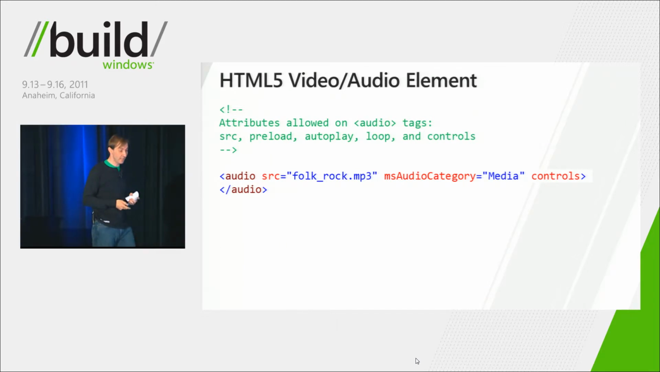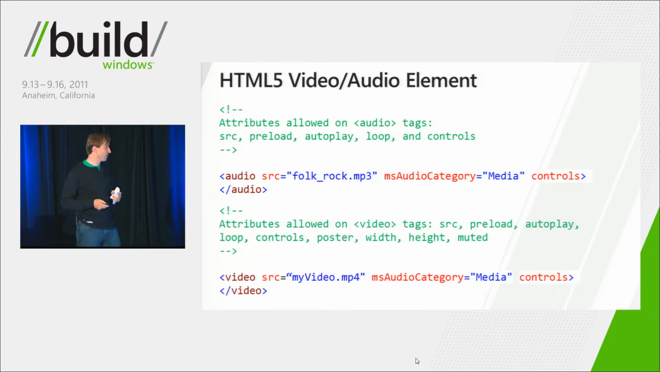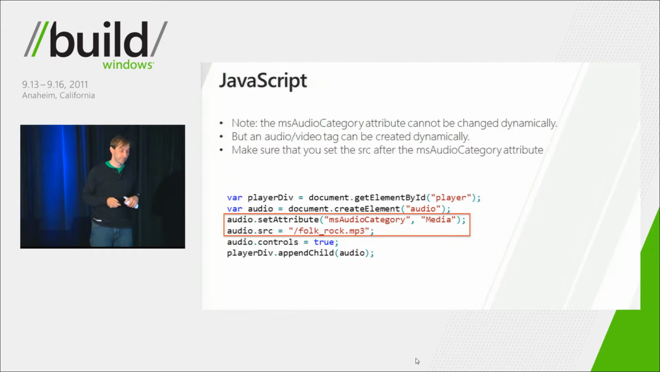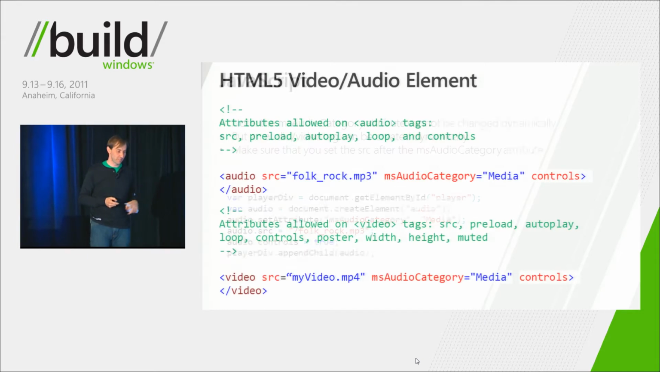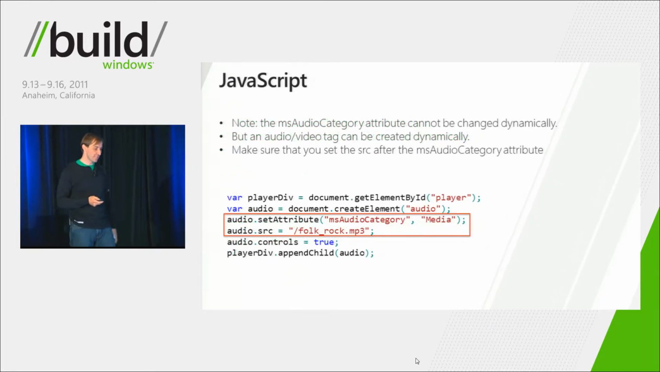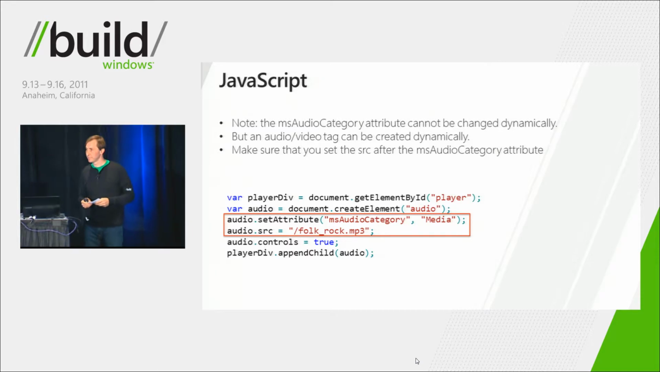Obviously, setting that attribute is very straightforward. You just set the MS Audio category to, in this case, media. It works on the audio and video tag the same way. You can also create the elements dynamically. Here it's happening in markup. You can do that dynamically too, but you have to make sure that you set the attribute first and then set the source. And you have to set the attribute through the DOM APIs rather than the direct dot notation. They're not exposed through the dot notation.